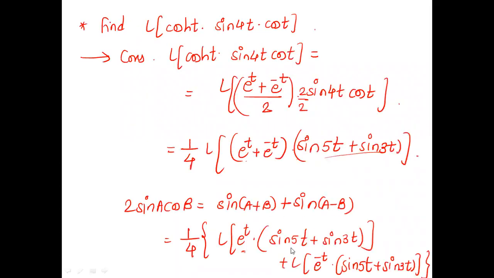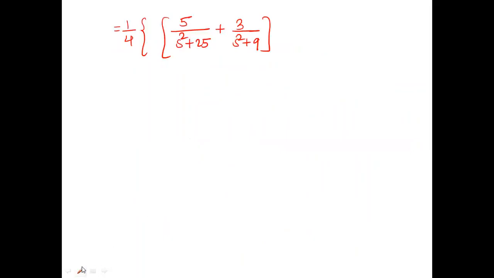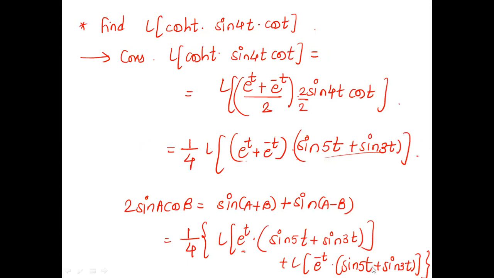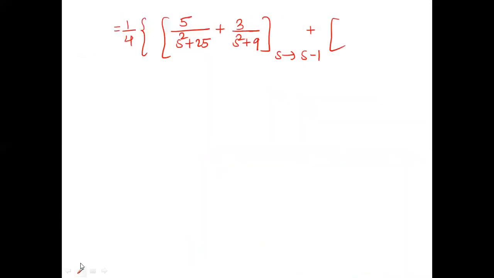This is Laplace of this term where we have to apply first shift, means s will be replaced by s minus 1. I'm just showing here. We'll do it in next step. Same thing in the second, Laplace of the same term where s will be s plus 1. So write the same term again. 5 upon s square plus 25, 3 upon s square plus 9, where s you will replace by s plus 1. Do the changes and that will be the answer.